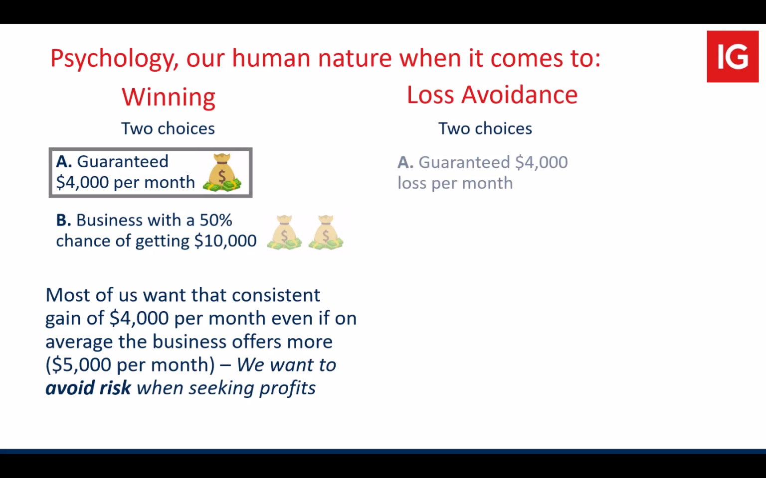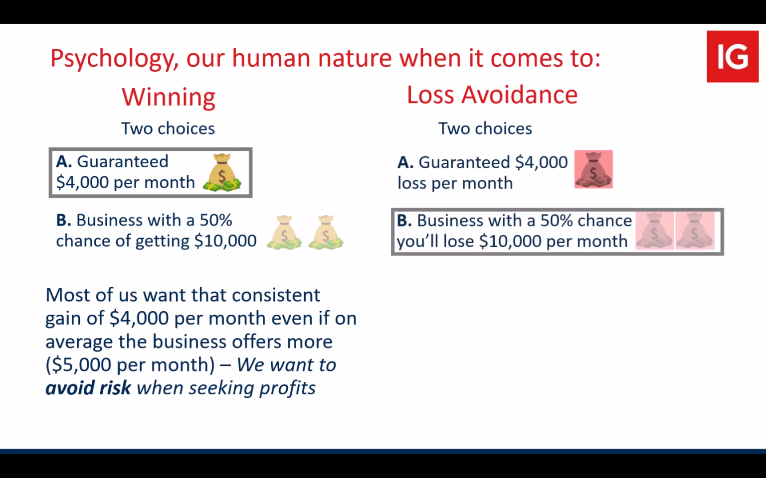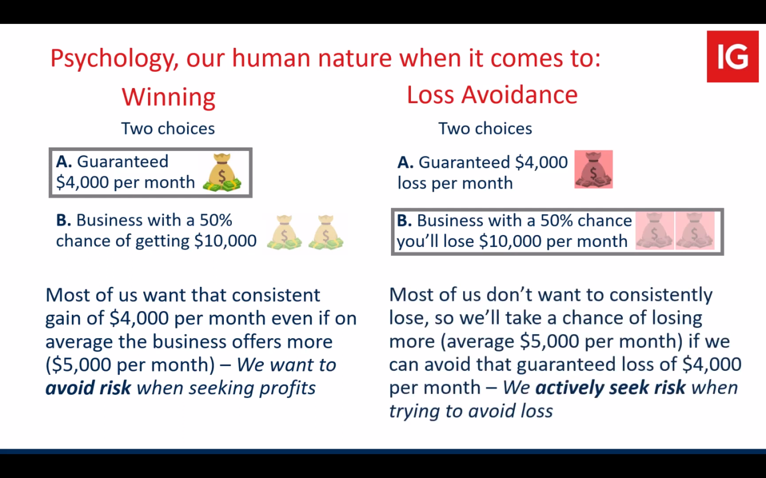Once again, I'm going to go with two choices: a guaranteed $4,000 loss a month, or a business where there's a 50% chance you could lose $10,000 a month. You could lose nothing, but there's a 50% chance that you lose $10,000 a month. Now, most of us don't want to consistently lose. Heck, we don't want to lose even once, let alone every single day. So we'll take a chance of losing more, an average of $5,000 a month, if we can avoid that guaranteed loss of $4,000 a month. In other words, we actively seek risk when trying to avoid a loss.